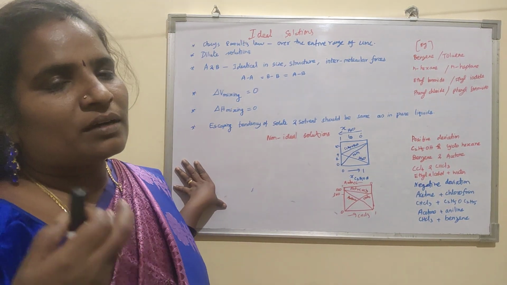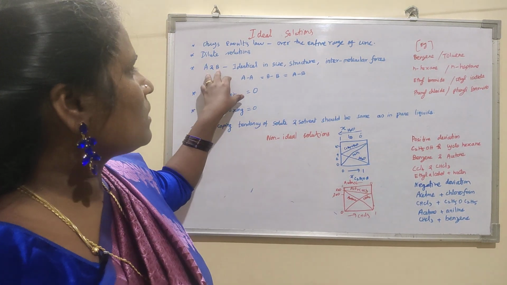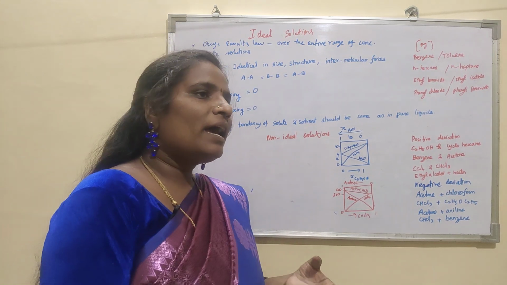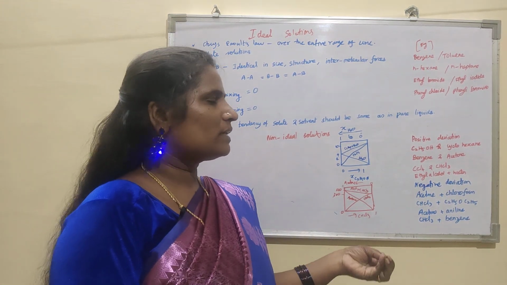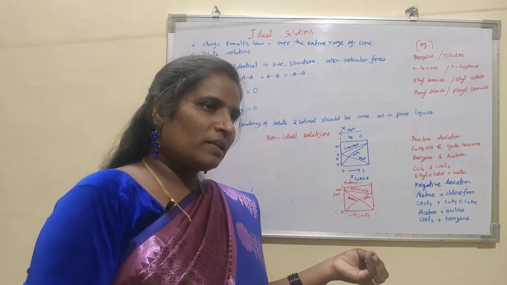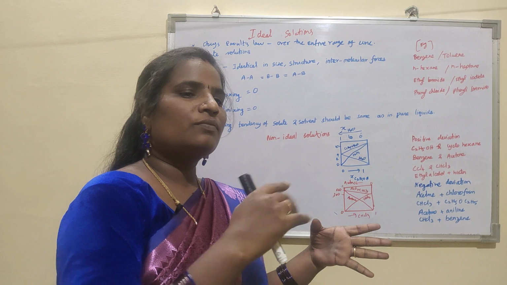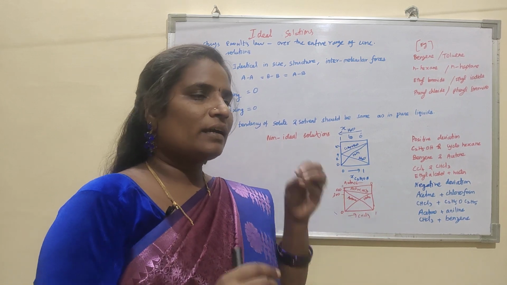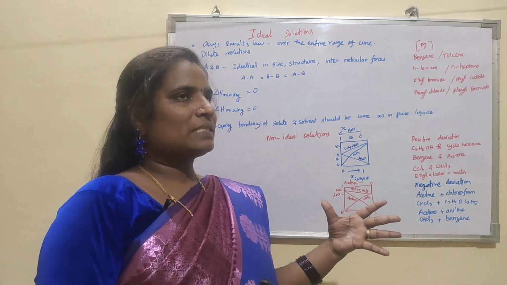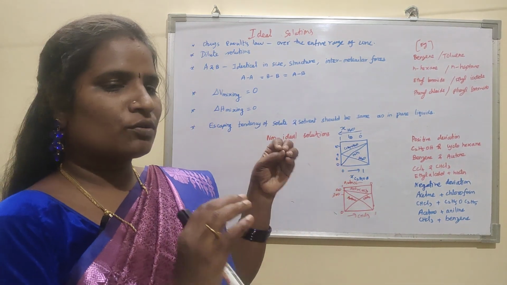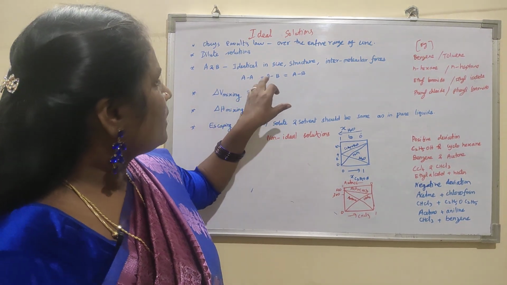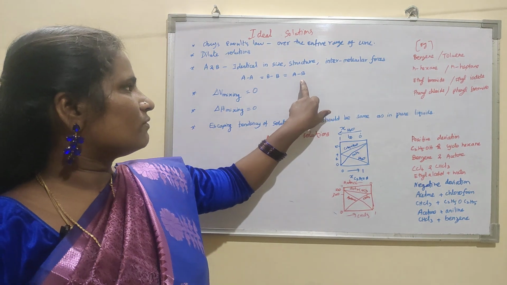Suppose I denote the solute as A and the solvent as B. Both the solute and the solvent should be of the same size, and both should have a similar molecular structure. The intermolecular forces between the solute molecules, between the solvent molecules, and between the solute and the solvent molecules should be similar, the forces should be equal. That is, the intermolecular forces between AA, BB and AB should be equal.